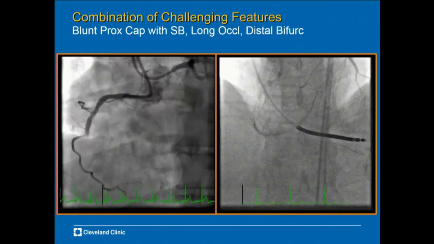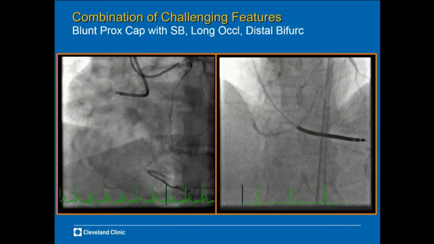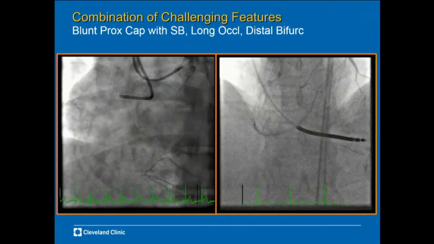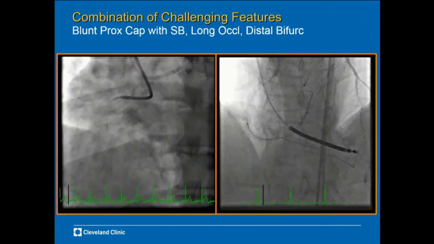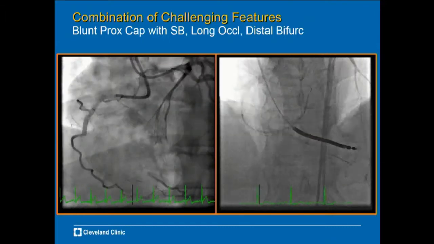And then also there are other issues. There are patients that have multiple features. So this is a patient with a blunt proximal cap, side branch. The distal landing zone is very poor because of a bifurcation. So you have to take into account all of these as you plan the case out.